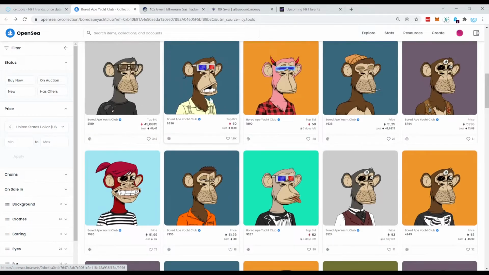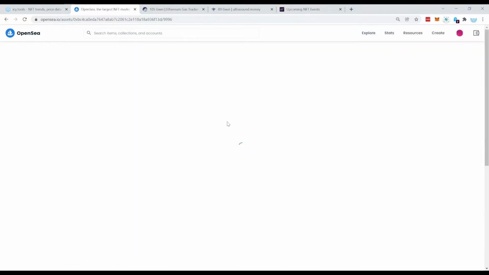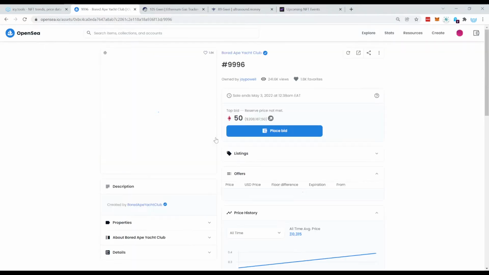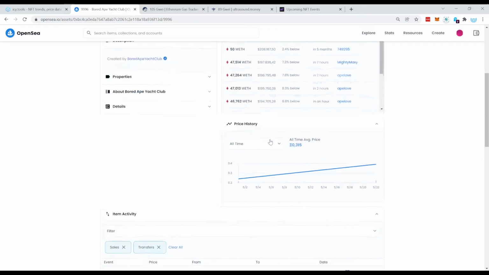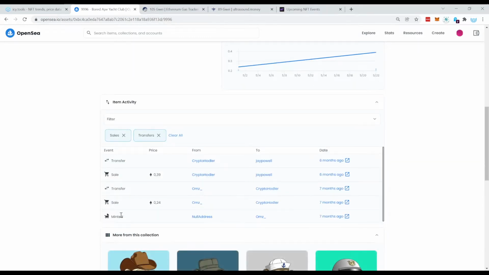Now in this case, this one was not sold yet. Let's have a look at the history. So you can see it was basically minted right here 7 months ago. And then this OMZ guy got it for 0.24, sold it for 0.24. And then this guy bought it for 0.39 6 months ago. And since then, it was not resold.